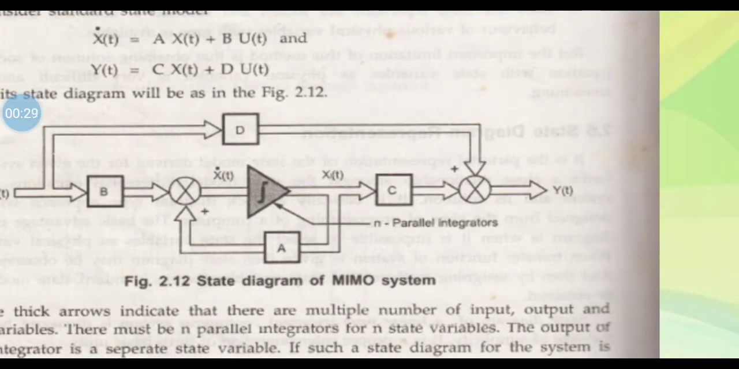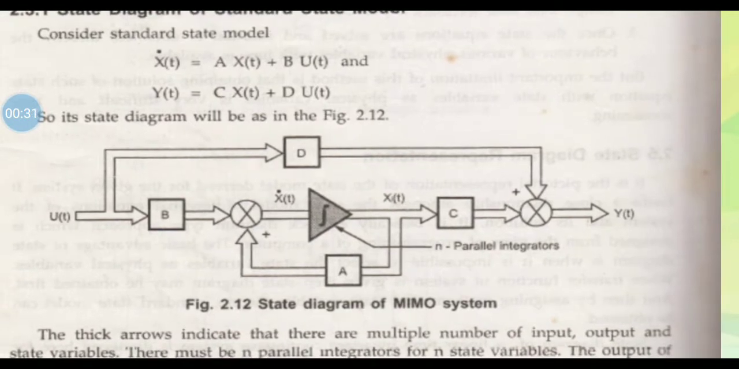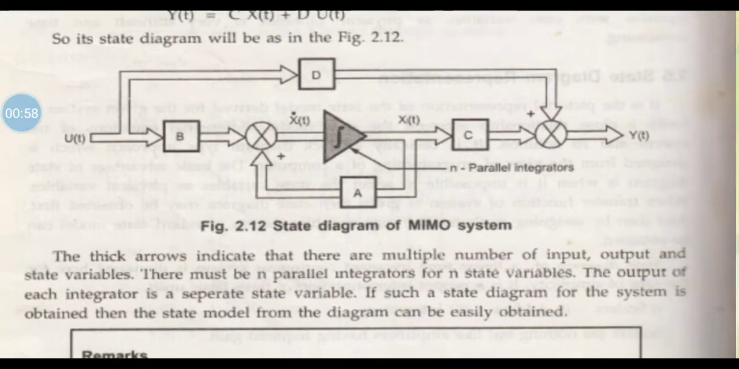You can see here ax of t plus bu of t. Both are given to an adder which will generate x dot t, that is bu of t plus ax of t. Similarly, y of t is cx of t plus du of t. This is cx of t, and this is du of t. Then this is it.